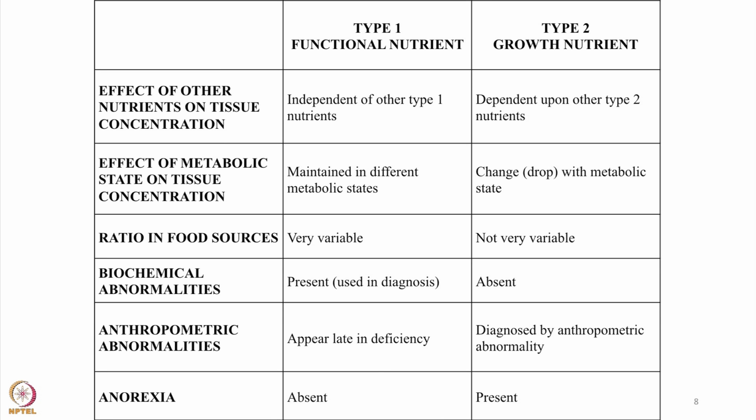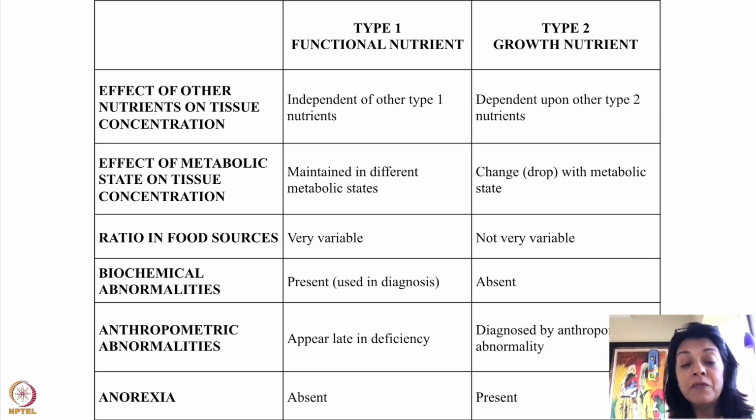Okay. Again, this is the same thing. I don't want to go too much into detail because we have already discussed it. Signs and symptoms of type 2 deficiency. What are the 3 things that we check for growth? We check weight, we check length or height, or we check MUAC, mid upper arm circumference. So if any of these are affected, that means it's a type 2 nutrient.